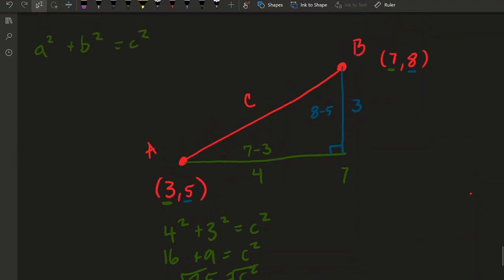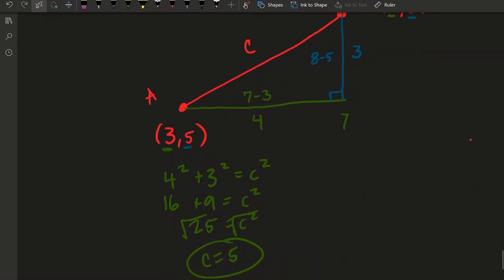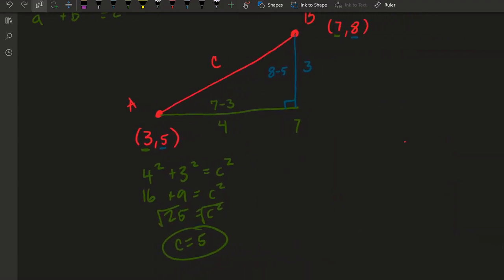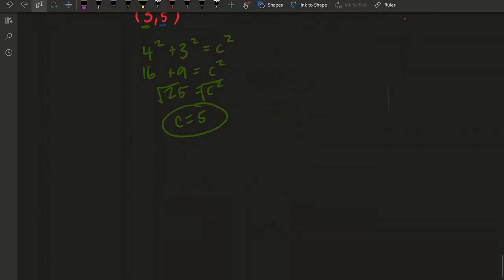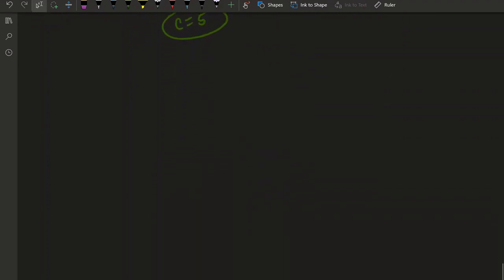Now, this is not a formula, this is us drawing a picture and then coming up with the answer. And of course you're welcome to do this. However, let's talk about using the formula. What if we had to find the distance between 2 points, and for the sake of coming up with the formula, let's say I wanted to find the distance between x1, y1 and x2, y2.